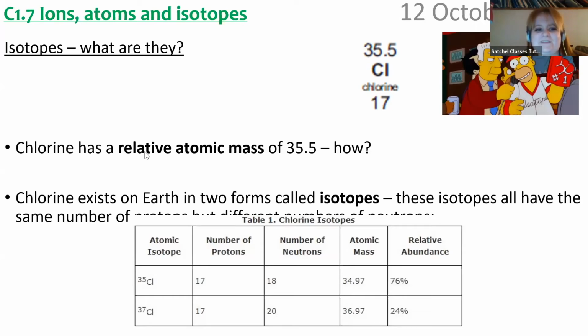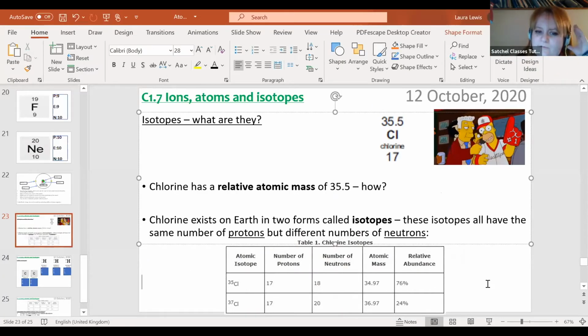So this is what you'll see. Really, it's just an average. Okay, it's an average of isotopes. So chlorine exists in 2 forms on Earth called isotopes. They have the same number of protons, but different numbers of neutrons. So this one's got 35. Sorry, this one's got 37. They both have 17 protons.